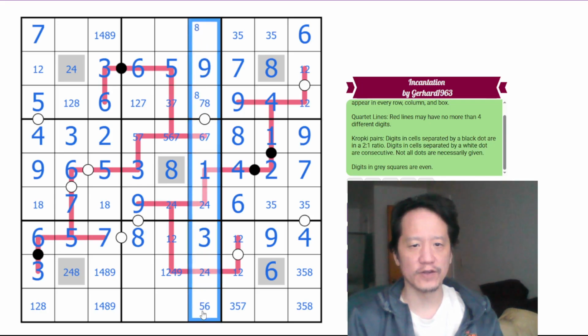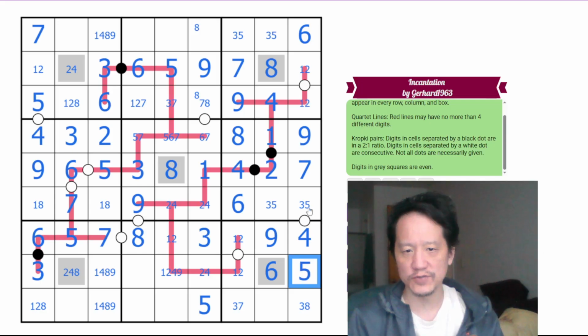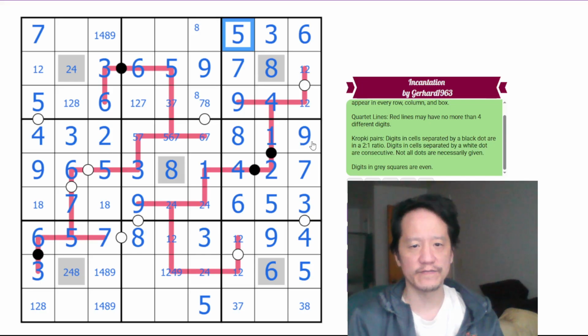Where is the 5 in column 6? It has to be here. So this is 5, which means this can't be 5, this can't be 5. Where's the 5 in this box then? Can't be here, can't be here, can't be the filled in digits, and must be here. So this is 5, which makes this 3, which makes that 5, which makes that 3, which makes that 5.